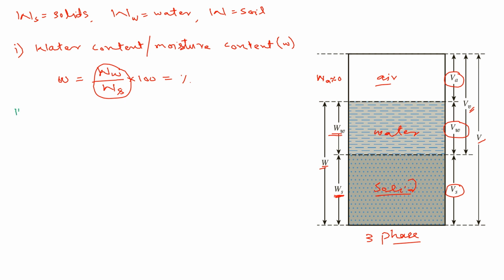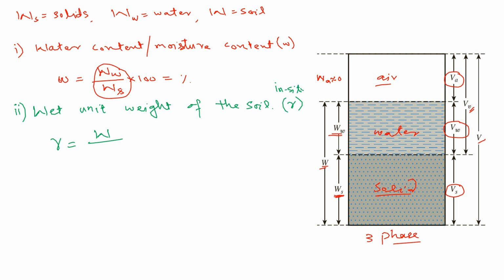It means the ratio of water weight to the weight of solids is known as the water content of the soil. Now, the second property, by considering the weight and volume of the soil sample, is the wet unit weight of the soil. This is denoted by gamma. So, wet unit weight of the soil is simply the weight of soil sample. Let us say you have got some soil sample from the field, and you want to determine its wet density or in situ density. This is also known as the in situ density, meaning in field density.